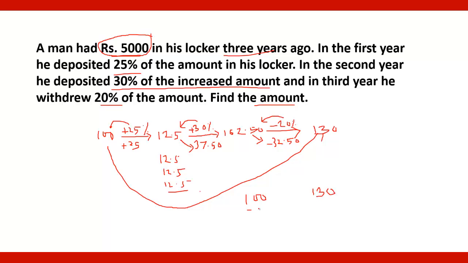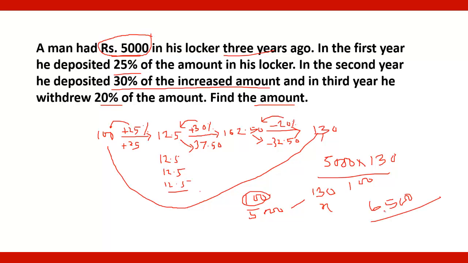So for 5000 rupees, what will be the amount? We cross multiply and divide by the first one. So 5000 multiplied by 130 divided by 100. So this will be equal to 6500 rupees. So the required amount is 6500 rupees.